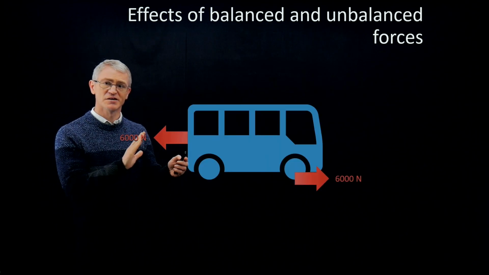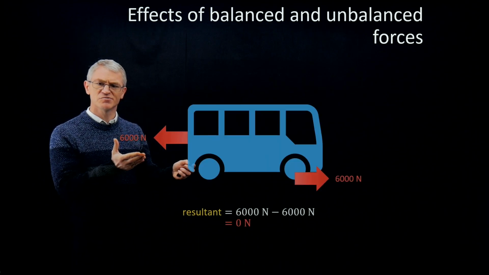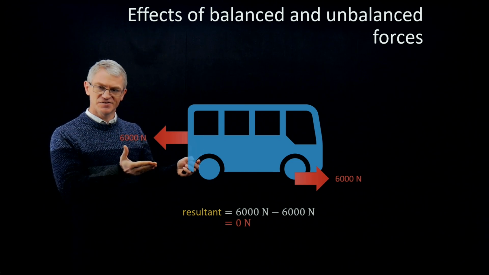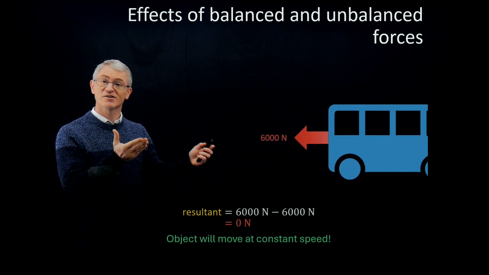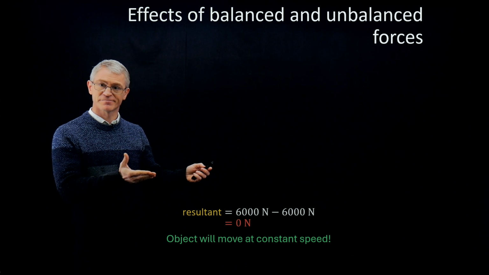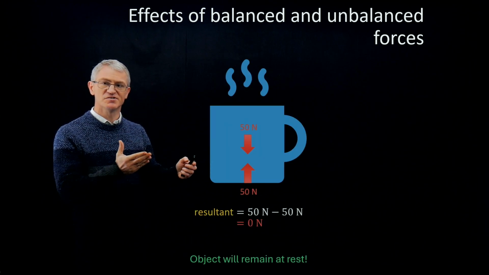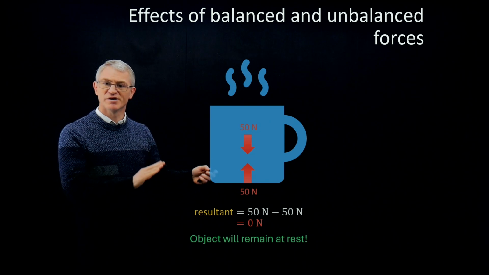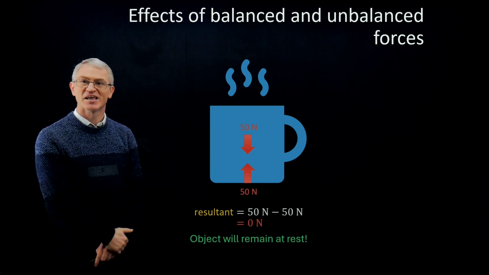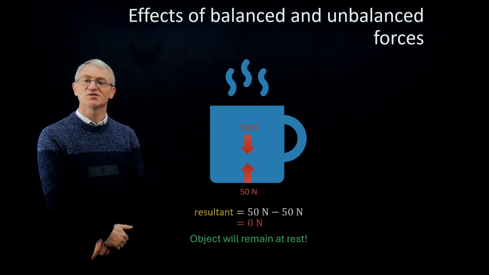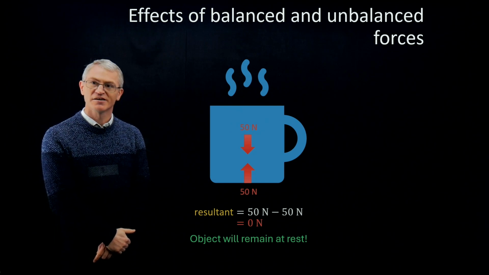If we look at this one, what's going to happen here? It's 0. So if this bus is already moving, it's going to move at a constant speed. Let's look at the mug. Again, a resultant of 0 newtons. The object will remain at rest. And this is a summary of resultant forces, and I hope this helps.